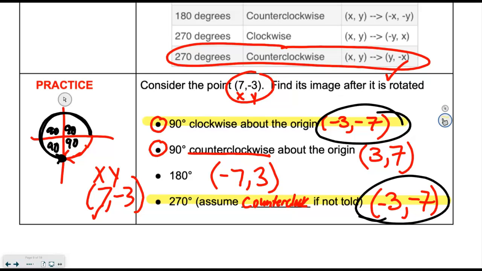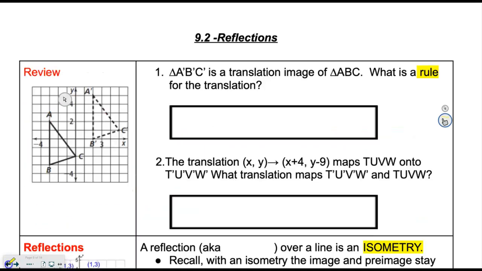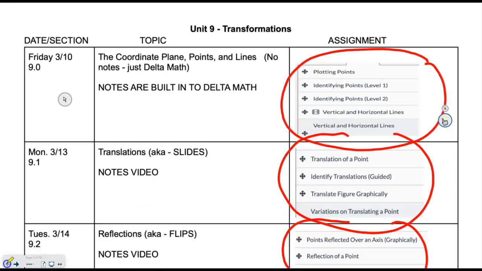So your assignment is in Delta Math. Go ahead and continue with the rotation stuff that's listed on the first page of your note packet.